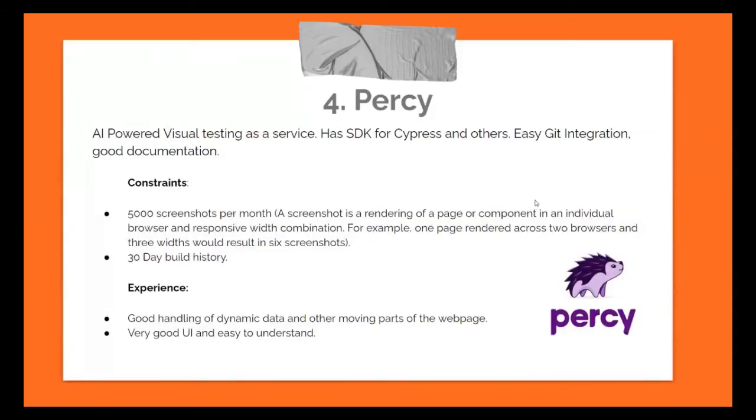Let's look at some of the AI-powered visual regression testing tools. The first one is Percy, one of the most popular tools used a lot these days in the industry. These tools are also known as visual regression testing as a service. They use automated artificial intelligence to compare and learn over time whether the diffs should fail or not. Percy has an SDK for Cypress and others, so it was really good for us.